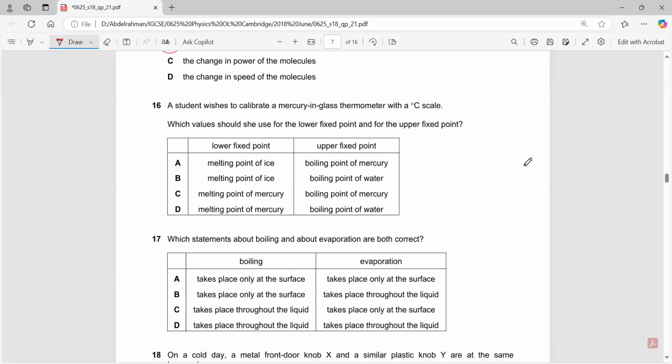A student wishes to calibrate mercury. This question has been removed. Question 16 has been removed from the syllabus. Do not solve this question.